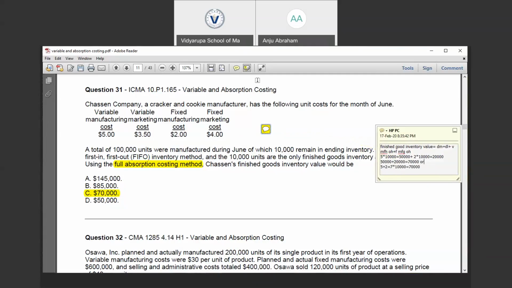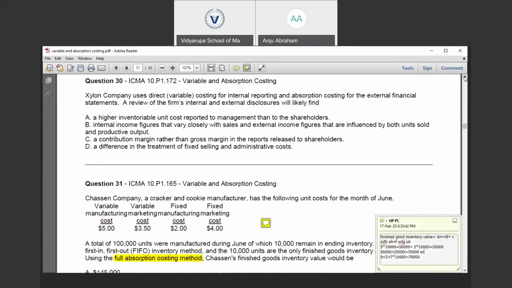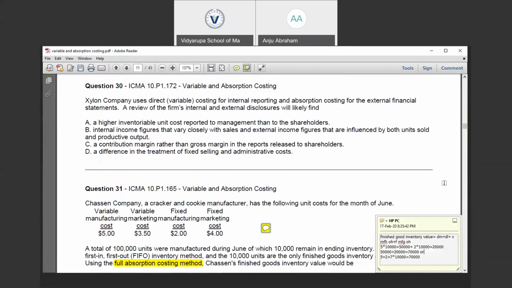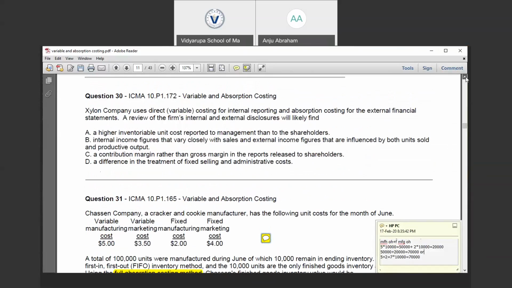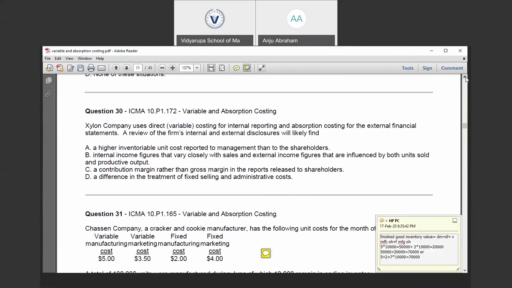Is it clear? So the last question for today. Remaining questions we have done in the previous classes.